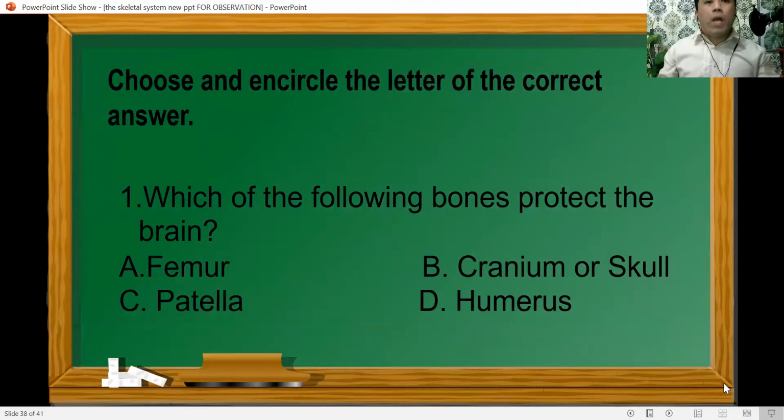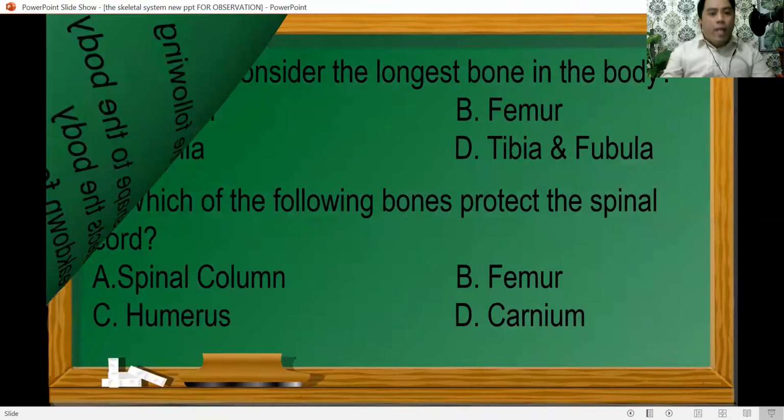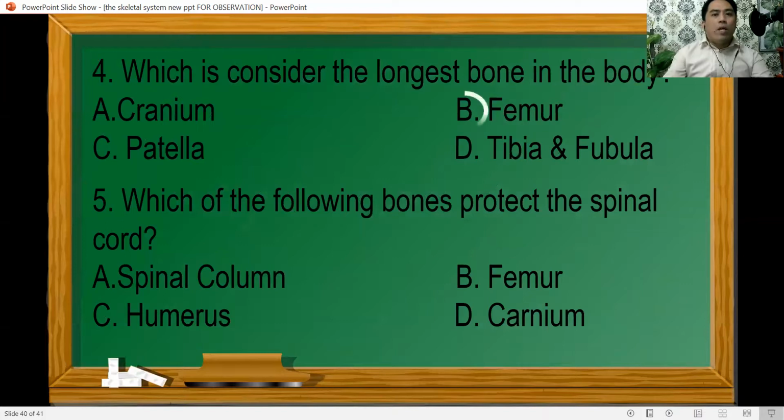Okay, for number 1, the answer is letter A. Bones that protects the brain is the cranium or the skull. Next, for number 2, the answer is the patella, the knee bone. Number 3, which of the following is not the function of the skeletal system? Of course, breaking down foods. Letter C, because it's the function of the digestive system. Next, number 4, the answer is femur, the longest bone in the body.